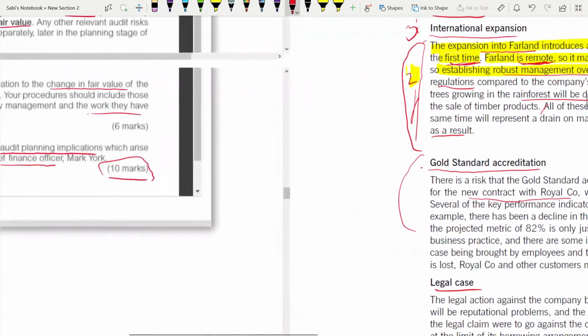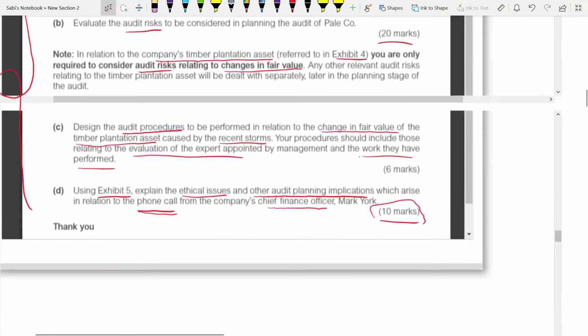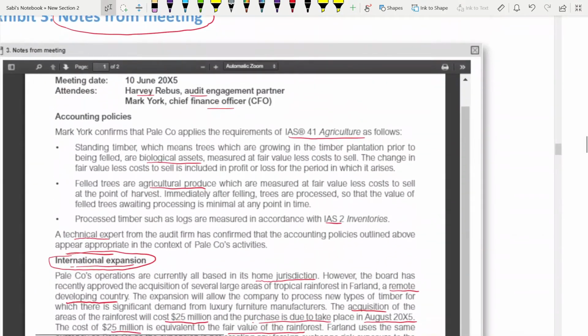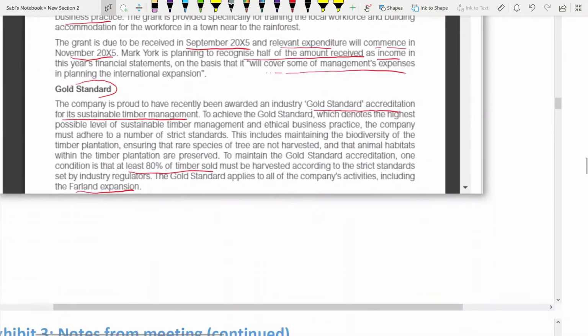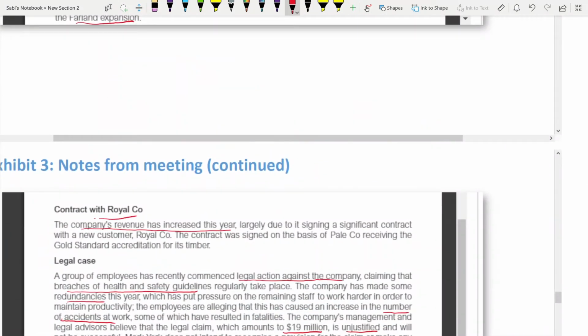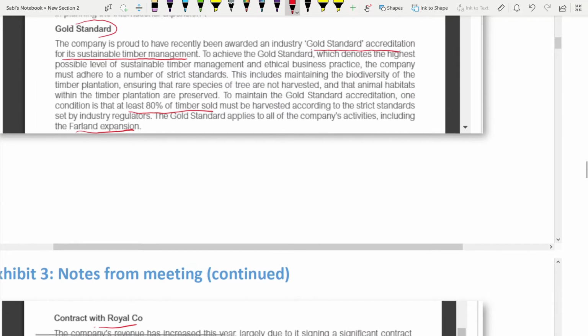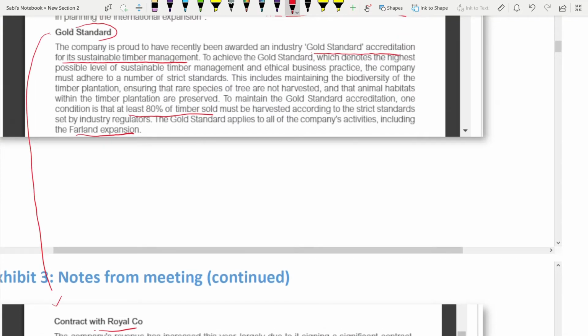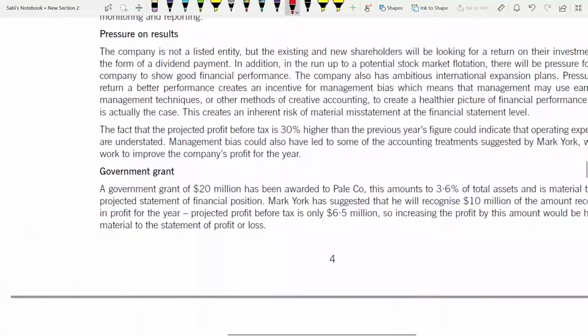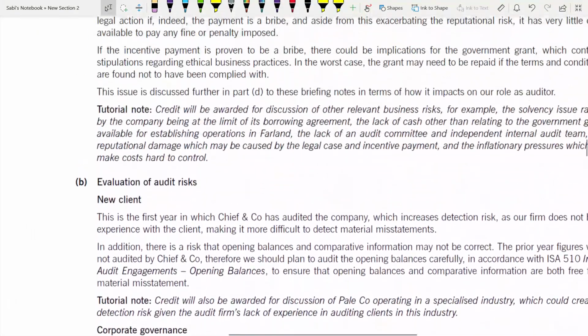If you see in your exhibit 3, after gold standard, the next one is contract with Royal Company. So whatever the issue here, they have linked this with this one. You see, so this linking is very good technique. If you know this, you will secure a lot of good amount of marks for yourself.